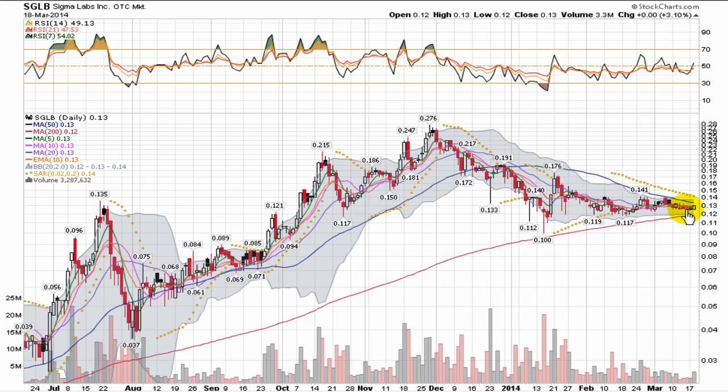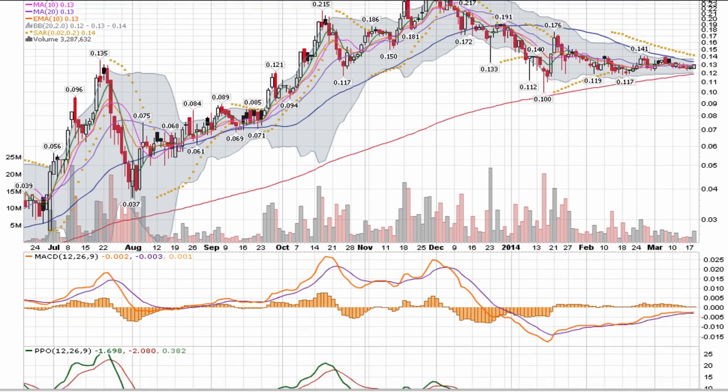going on 2 months. Bollinger Bands are tightening up. 200-day moving average is there, converging with the 50-day moving average. Shorter-term moving averages are tucked in the middle. This chart's just at a point where it's time to pay attention to it and see if it's going to make a move off this support level right around 12 cents or not.